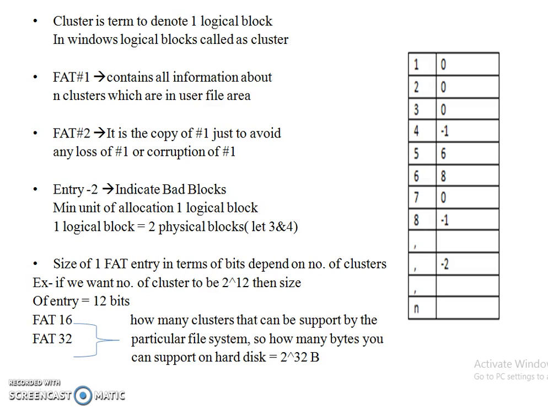The minimum unit of allocation is one logical block. If one logical block equals two physical blocks, then suppose the fourth physical block is bad and the third is not, then that logical block will still be considered bad. This situation is the same for both Unix and Windows.